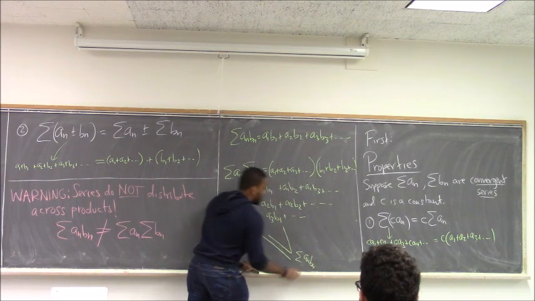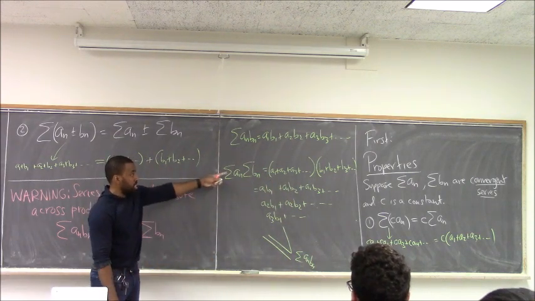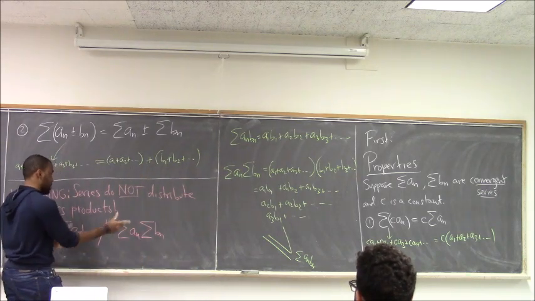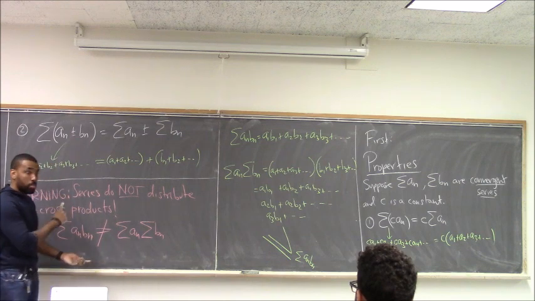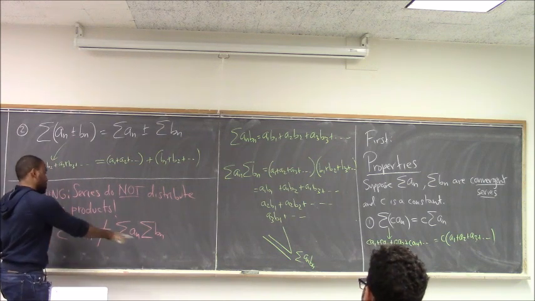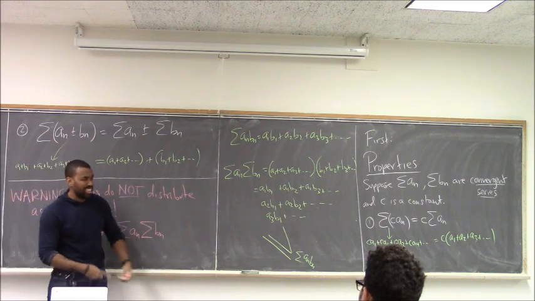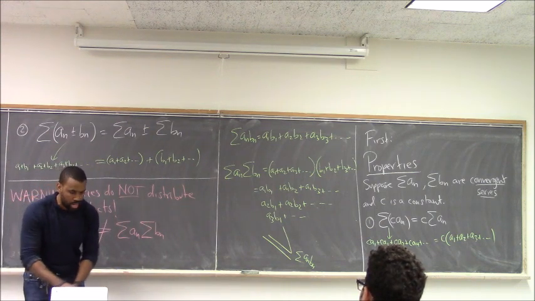Right? So they're not the same. This guy is potentially a lot bigger than that guy. So they're not even the same. One can be like a larger infinity compared to the other guy. So sigmas do not distribute across products. They distribute across sums, and you can factor constants out. That's pretty much it for algebraic properties.